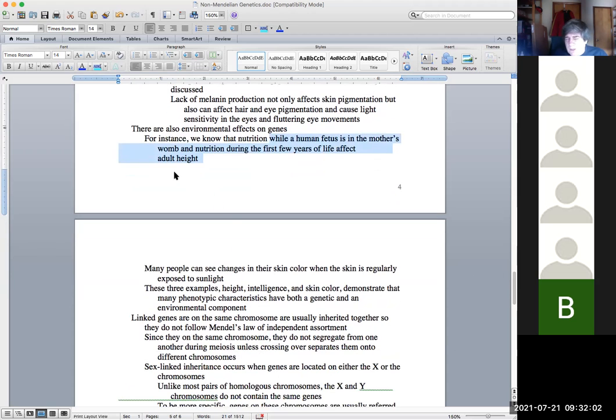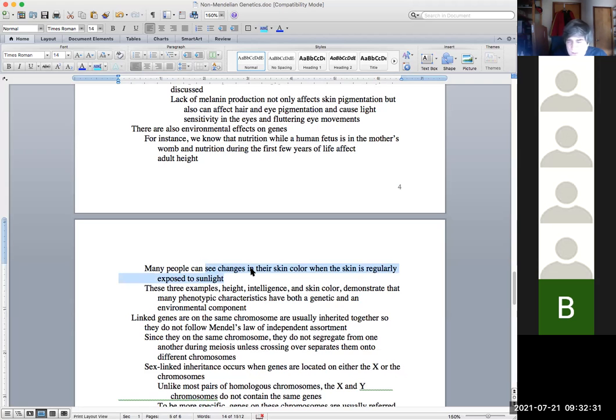Now, if you think about it, remember that we talked about height a moment ago in connection with something that is polygenic. And most polygenic characteristics are strongly influenced by the environment. A lot of you have probably noticed in the last month or so, if you're in the sun regularly, there can be a change in skin color. You might tan or burn or ash.